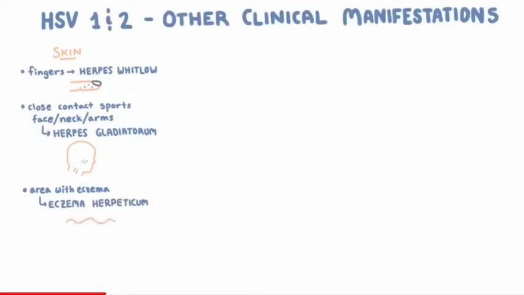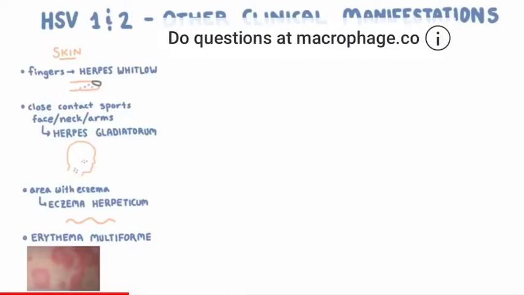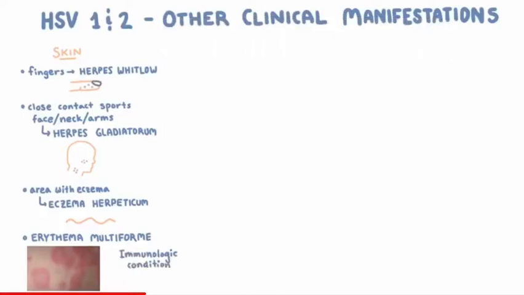There's one last condition of the skin that can be caused by herpes called erythema multiforme. It's a rash that classically looks like this, like a target lesion. So it's clearly different from the other herpes lesions we've talked about because it's not vesicles or ulcers. So why is it so different? Well, it's because this is more of an immunologic condition triggered by herpes rather than a lesion caused by the virus itself. And actually, erythema multiforme has many different causes, but HSV is the most common.